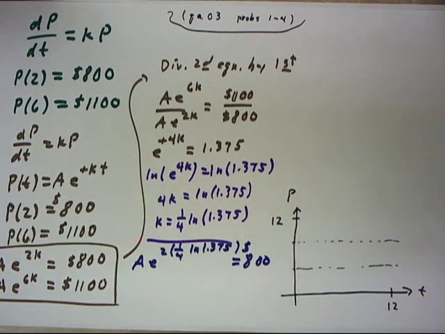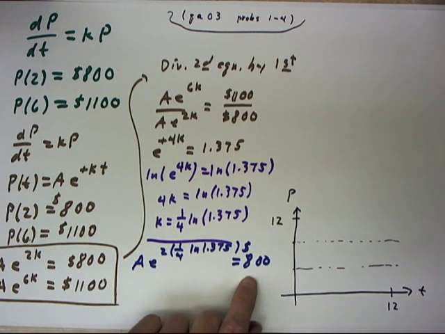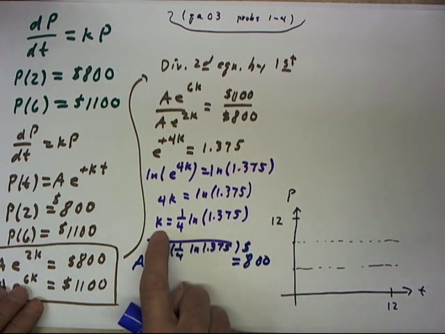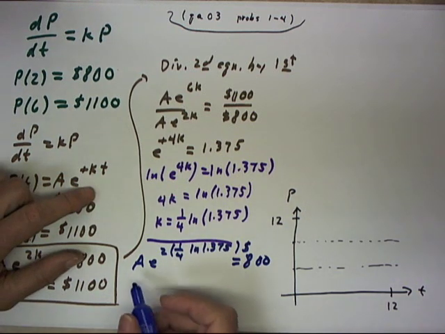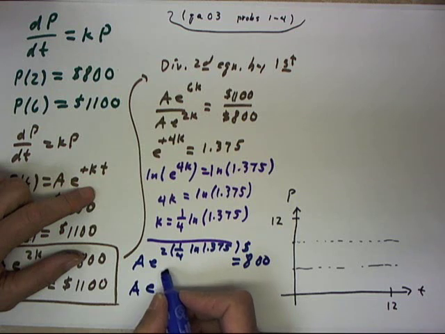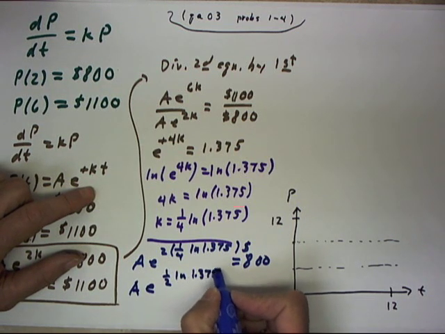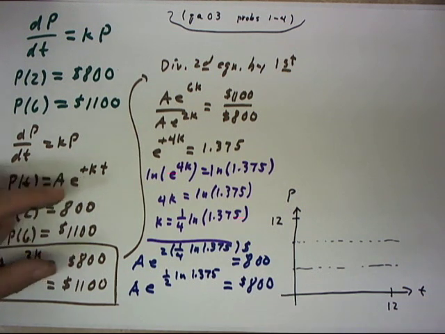We'll worry about that later. We don't really need that to determine this. Now we have A e^(2 · 1/4 ln 1.375) equals $800, just by substituting this value of k into this equation. We can simplify that slightly and we get A e^(1/2 ln 1.375) equals $800.